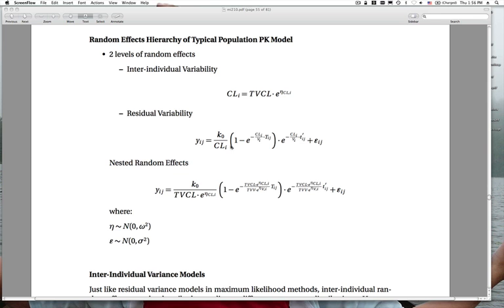This prediction model does not entirely explain all of the variability in the observed data. And so even though we have inter-individual random effects, it's necessary to include a residual random error term. Remember, the residual random error here is for each individual i and each sampling point j, whereas the individual random effects are just individual specific.